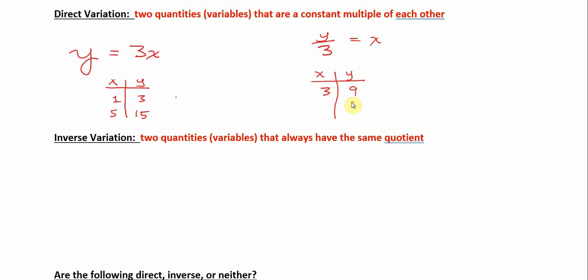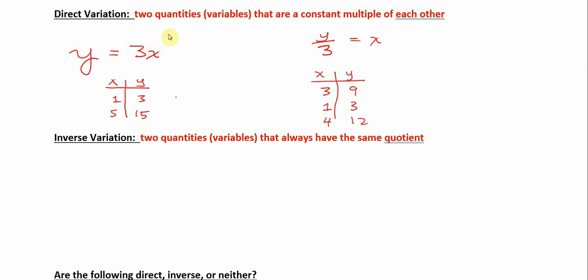Let's say that y was 3. Then x would be 3 divided by 3, which is 1. What if y was 12? Then x would be 12 divided by 3, which is 4. And you can see here, going from the left to the right, you're always multiplying by 3. 3 times 3 is 9. 1 times 3 is 3. 4 times 3 is 12.